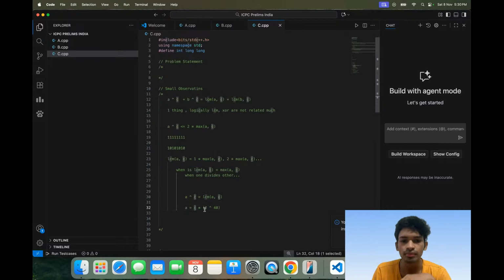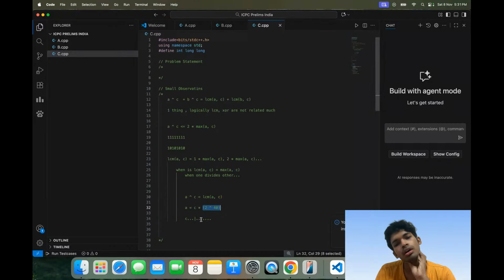See, you will have C moved that many places, and when you do XOR, you get the power of 2 number. But when you take LCM, then what happens? You get the bigger number.